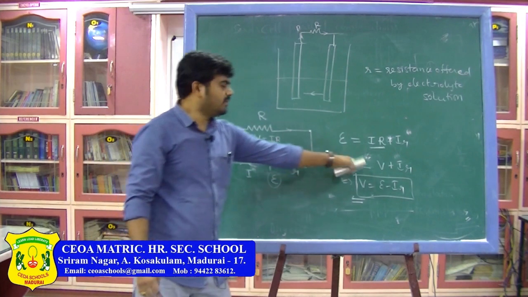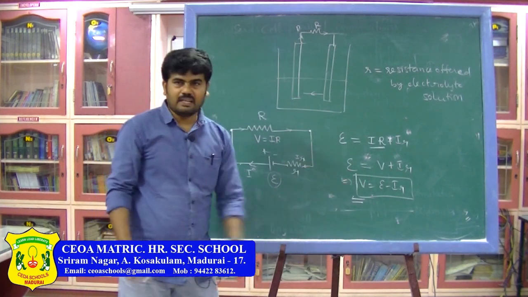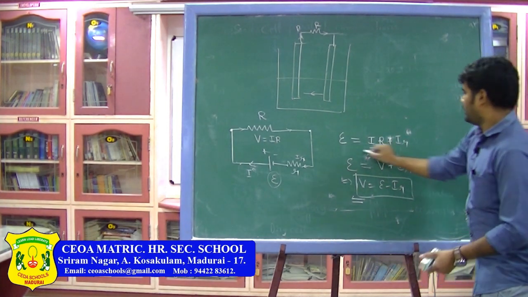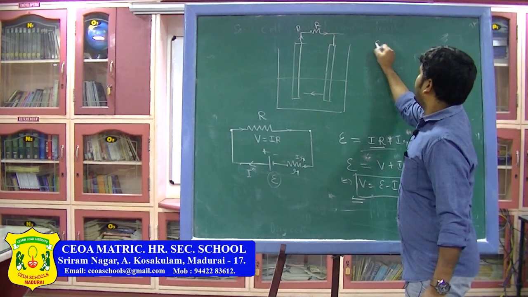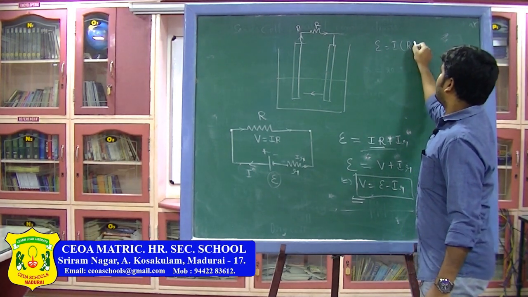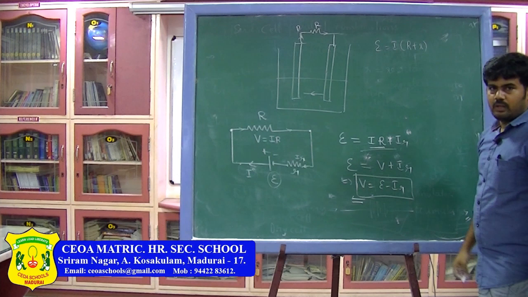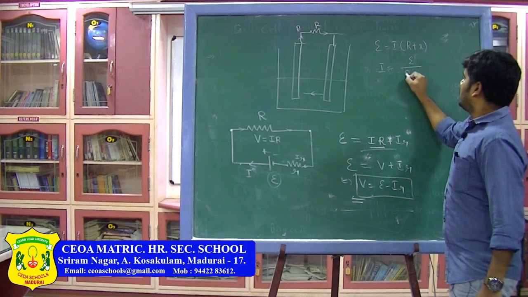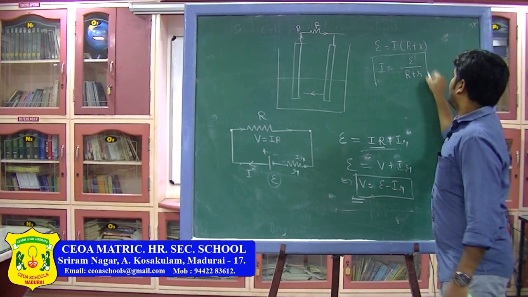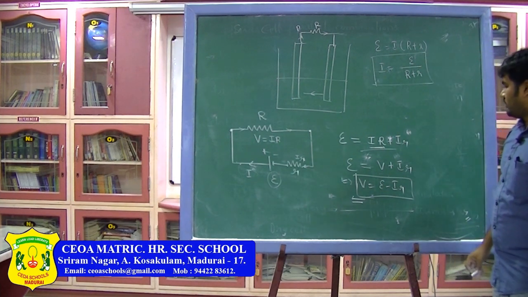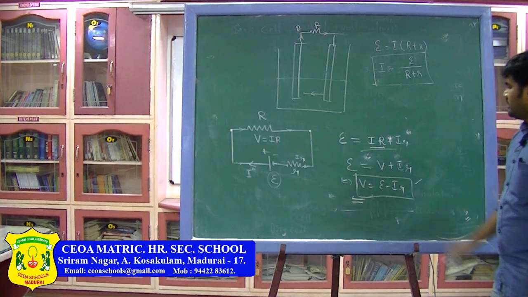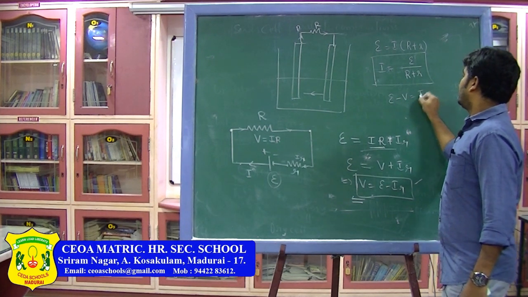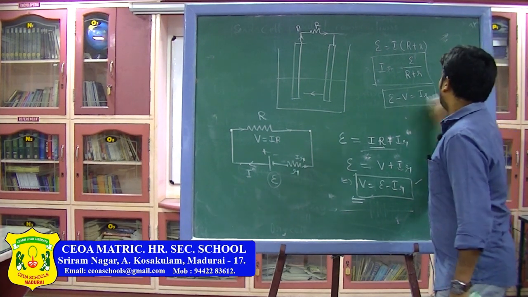Now let us find different equations from that cell equation which are useful to solve problems. Taking this equation, take I common. So E is equal to I into the external resistance capital R plus the internal resistance small r. Therefore the total current in the circuit is the EMF divided by the total resistance, R plus small r. That is the equation. You can use all these equations for solving problems. And E minus V is equal to I into small r, which is nothing but the lost volts.